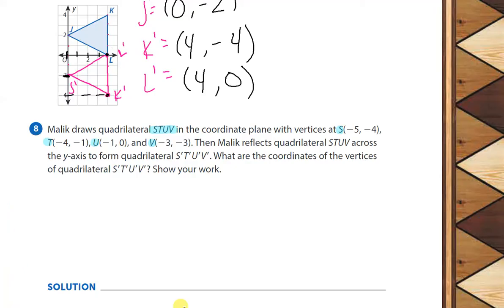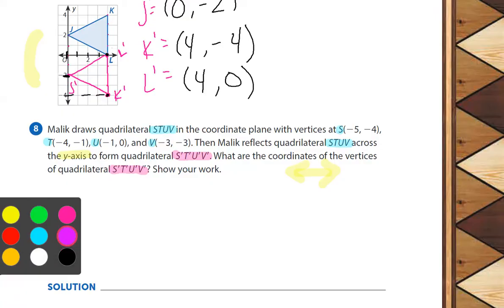Then Malik reflects quadrilateral STUV across the y-axis. So we're going across the y. Remember, going across the x, we're going up and down. So going across the y, we're going to go side to side, to form quadrilateral S prime, T prime, U prime, V prime. What are the coordinates of the vertices of quadrilateral S prime, T prime, U prime, V prime? Show your work. We always show our work. We're diligent students.